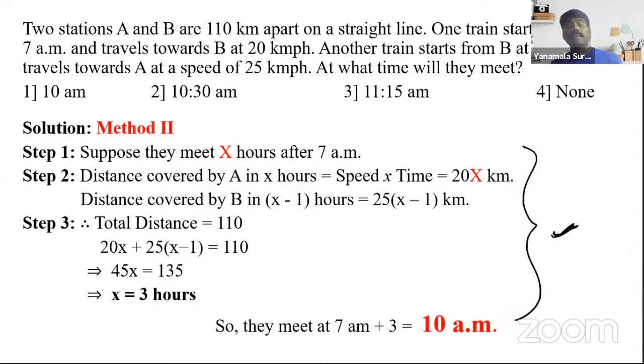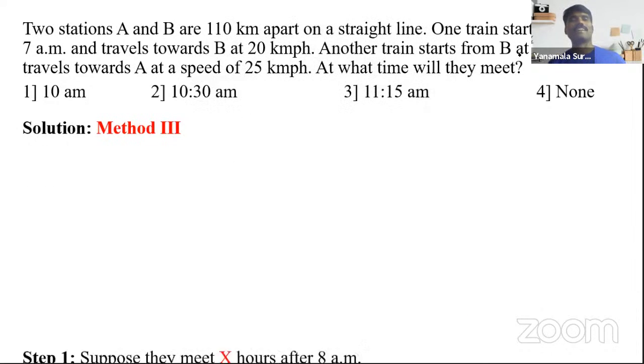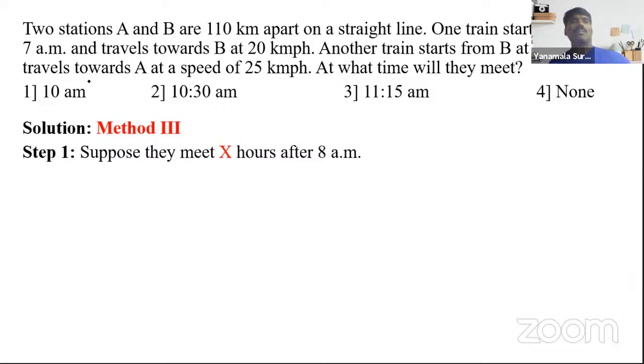Then here you may have a doubt. Sir, you had taken 7 a.m. as reference time, sir. What if I had taken reference as 8 a.m., sir? That is method 3. If I had taken reference as 8 a.m., then from station A, this is starting at 7 a.m., right? I have to take that after 1 hour. So let me start from station B.